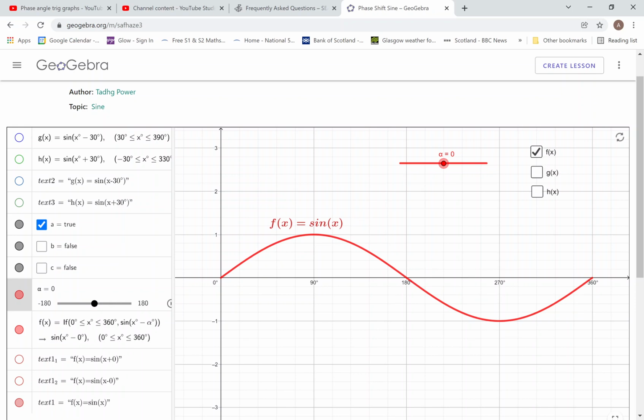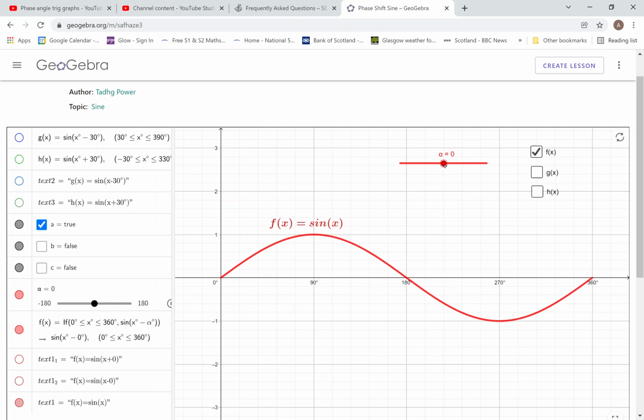If I mark on this second function here, which is just another sine curve, that is showing you what sine of x minus 30 is. That minus 30 means the curve does not start at 0 anymore, it starts at 30 degrees. The maximum of that sine curve is no longer at 90 degrees, it's 30 degrees to the right, so that would be at 120 degrees. Everything has just moved 30 degrees to the right.